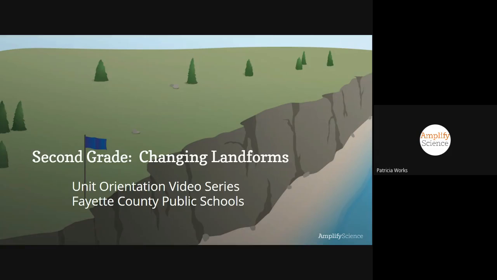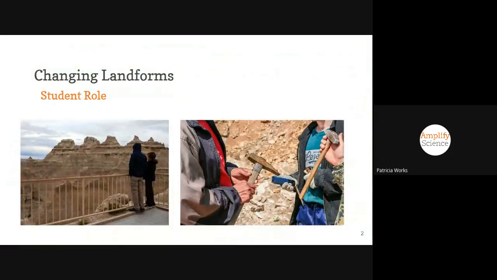I'm going to lead you through this unit orientation video for the second grade unit, Changing Landforms. In Changing Landforms, students work as geologists, investigating landforms and erosion to figure out the anchor phenomenon in their unit. They will be advising the director of the Oceanside Recreation Center about whether or not he should keep the center open, even though the cliff by the center is changing.